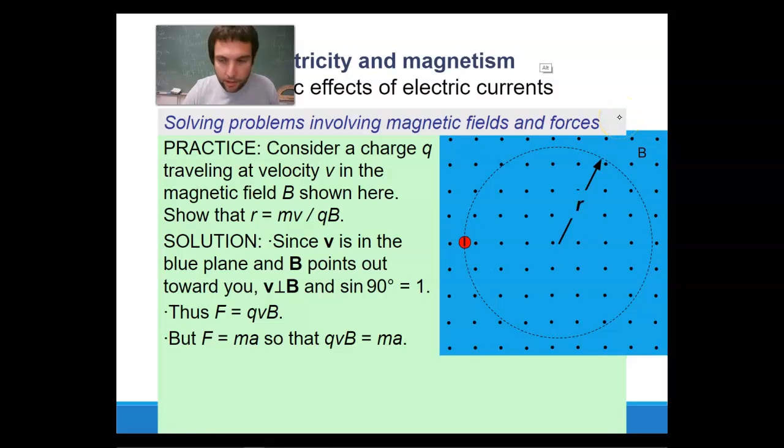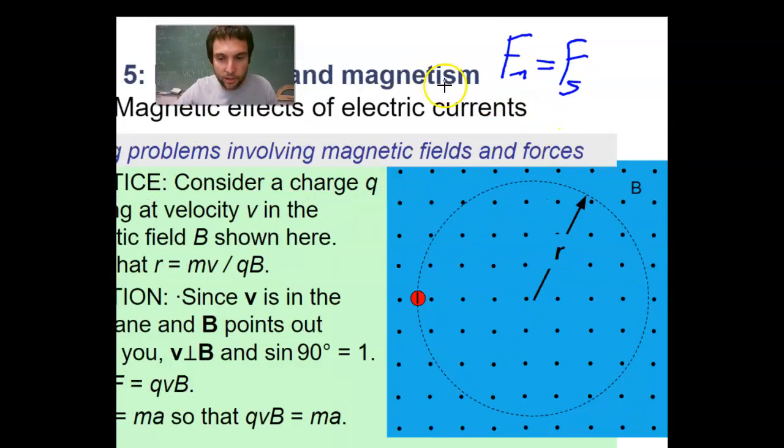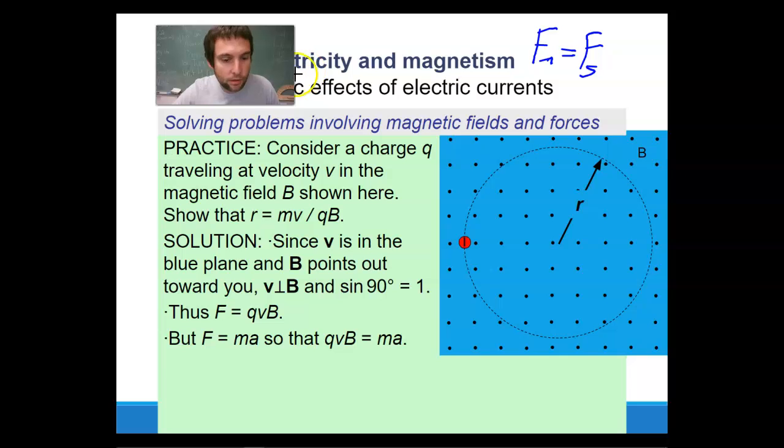Let's say we have the magnetic force, and it's the spring force, negative kx. That's absolutely allowed. I'm sorry if you're getting motion sickness from this, by the way.